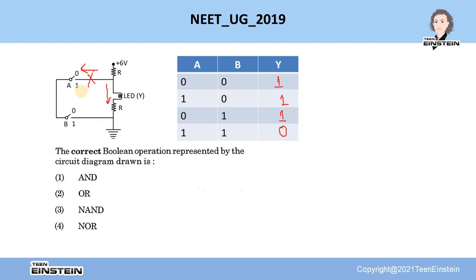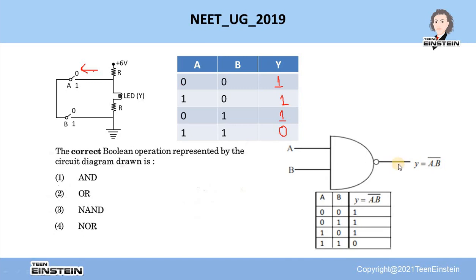Okay, so we have got this truth table that when any one of the inputs is at low state, you get output as high state. If both the inputs are at high state, you will get output as low state, and this can be seen in the case of a NAND gate. So you can see NAND means what? You have first an AND operation and then NOT. So A dot B whole bar, A B bar. So this bar, according to Boolean algebra, you will get A bar plus B bar.